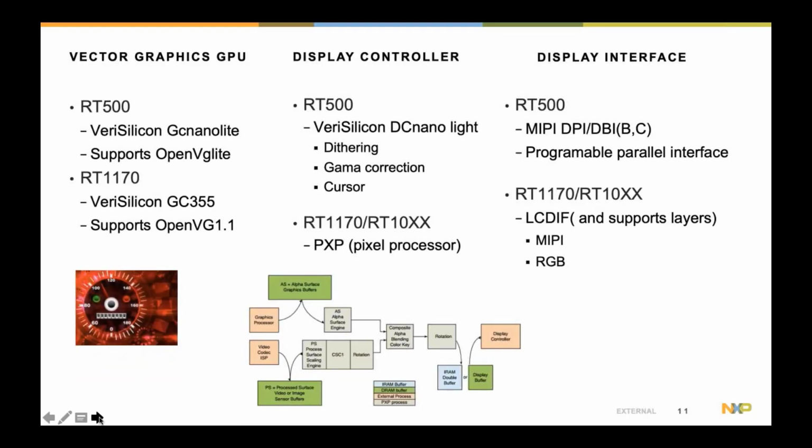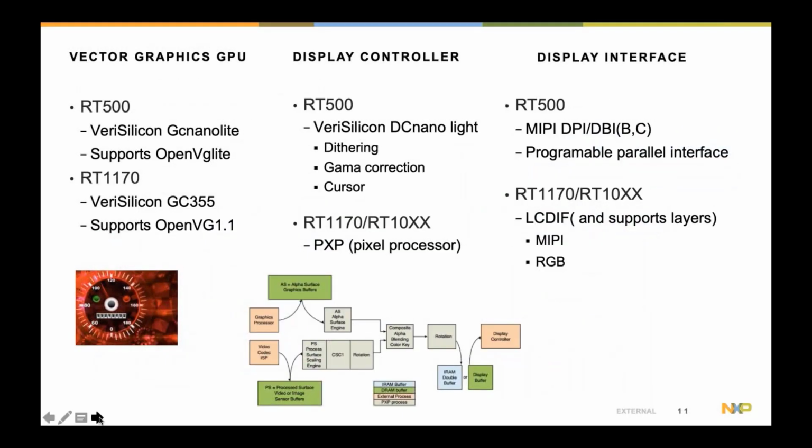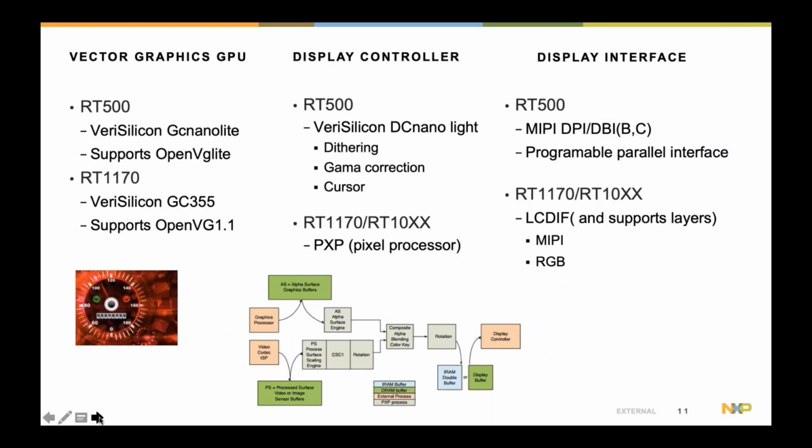So for the RT500, which is a part we introduced, is going to be in the market in the next few months. It has the VeriSilicon GC Nano Lite, which supports OpenVG, and then we have the RT1170 that supports VG 1.1.